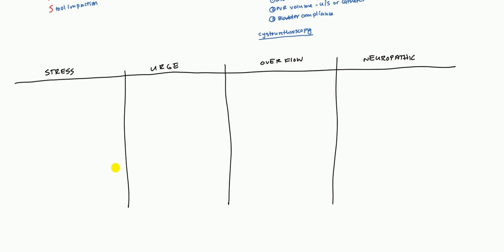First, we'll look at an overview of how to differentiate each one. Stress is when there's leakage with increased abdominal pressure. This increased abdominal pressure can occur when there's a cough or a sneeze. So what the person will classically present with is, every time they sneeze or cough, they have a leakage of urine. Usually very minor, nothing too big.